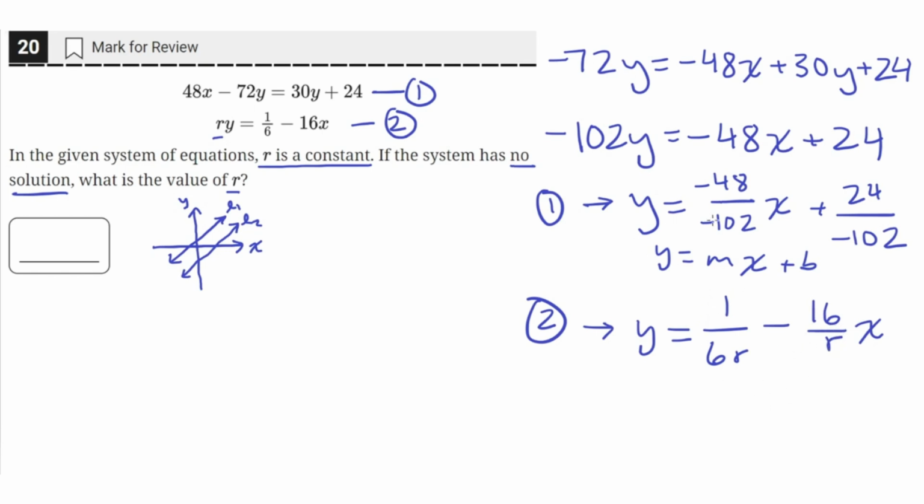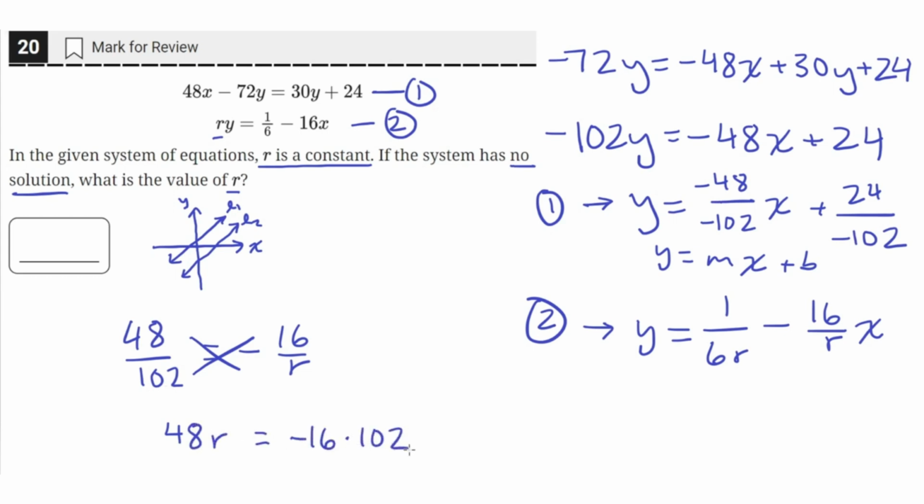In order for these two equations to have no solution, they need to be parallel, which means the slopes need to be the same. So the slope of the first equation is 48 over 102. The negative divided by negative is just a positive. And that needs to be equal to the slope of the second equation, which is negative 16 over r. So now we can just solve for the value of r. We can cross multiply, multiplying the corners. So 48r equals negative 16 times 102.